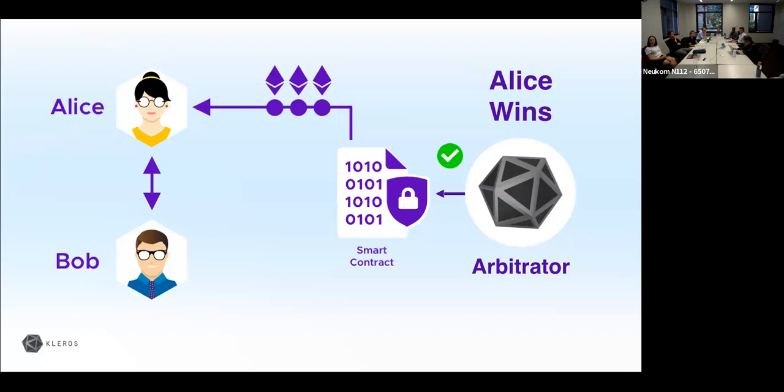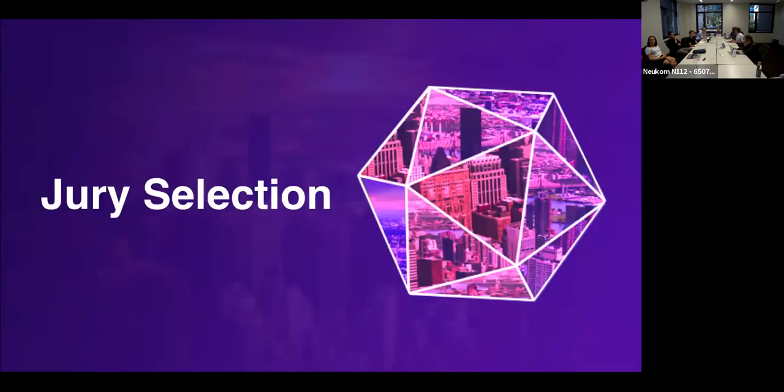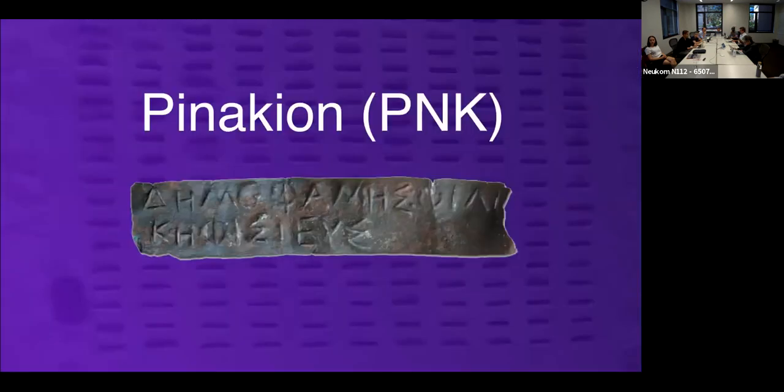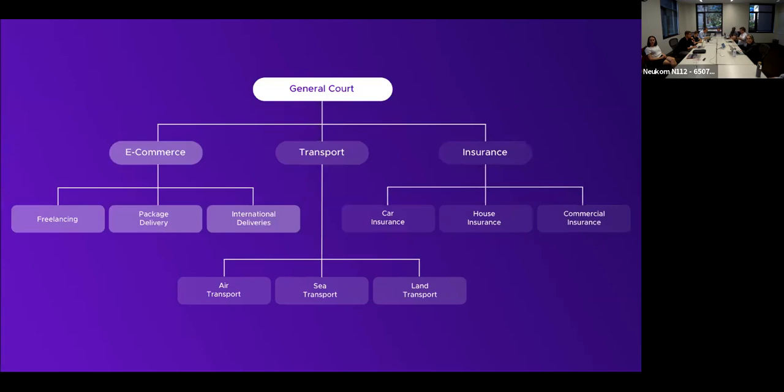Okay? Good. So, of course, you might have the question of how do you select the jury, right? And imagine this woman, she's in Myanmar, and she's a designer for a website, and she wants to make some money by being an arbitrator in disputes on websites. So she has to use this token. It's a cryptocurrency token called Pinakion. The name is based on the token that they used in ancient Greece to select jurors for trials. And so she has to put this token into a court. Kleros has different courts. One of them is for transportation, for insurance. In this case, she's going to put the token into the e-commerce freelancing court.